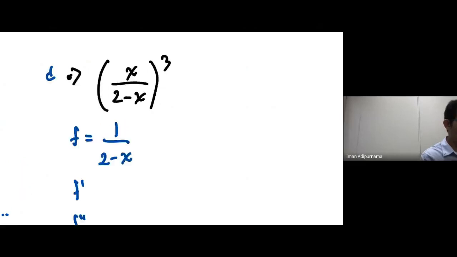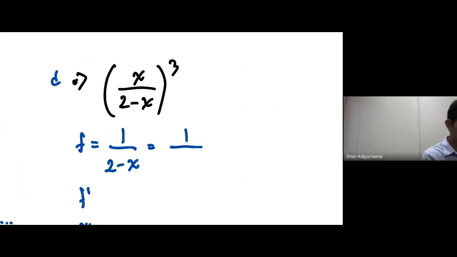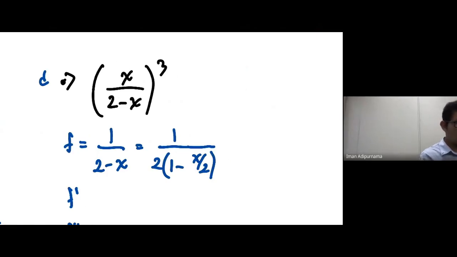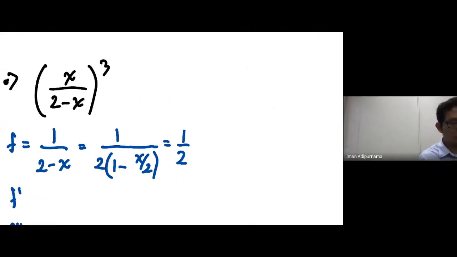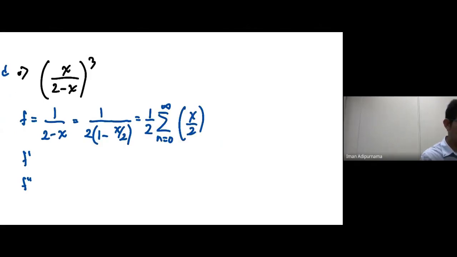Now let's finish this. So we start by taking some functions of this, 1 over 2 minus x. Because we can differentiate twice and make it cube. But let me just focus on this. Now this is similar to the previous examples. This is x over 2 to the power of n. Or we can include all inside.